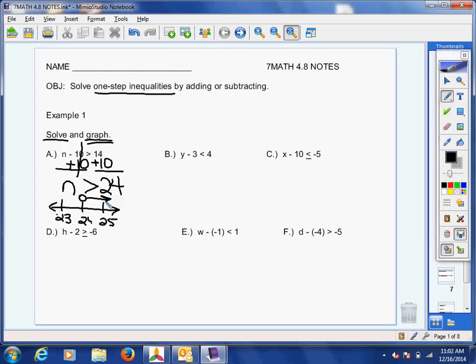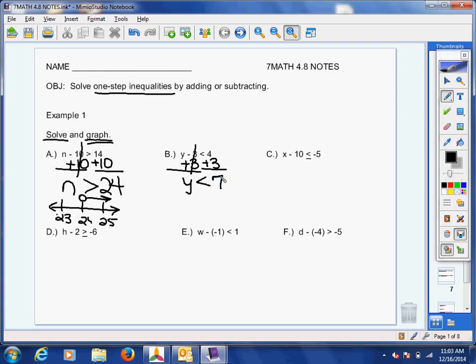I want to get y by itself. y minus 3 is less than 4. How do I get y by itself? So we're going to add 3 to each side. Okay? Here we go. So we've got y. That's what remains on the left. Drop down your inequality symbol. There's your less than. And 4 plus 3 is 7. That's right, Watson. Good job.